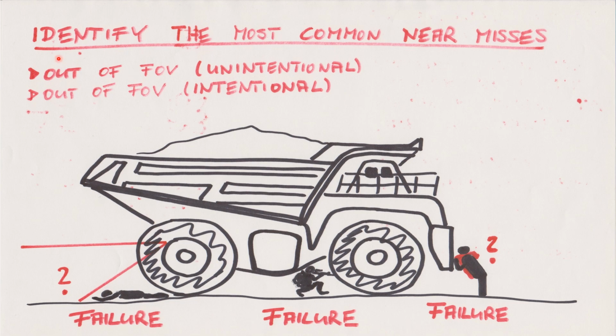So let's identify the most common near misses. It's always the out of view context. I can be out of view because I am too close. I can be out of view because I have a gesture that brings me out of view of the radars. And I can be out of view intentionally because I move around the equipment like a ninja, on full purpose not to be seen.